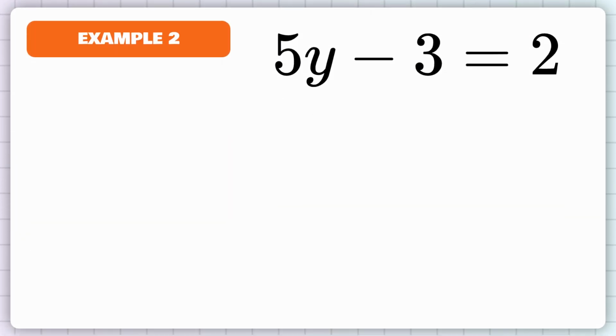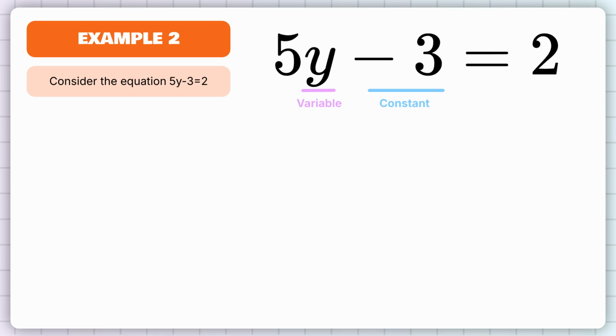Let's break down another equation and then solve it. We have 5y minus 3 equals 2. In this equation, y is the variable. The number minus 3 is a constant. The number 5 in front of y is the coefficient. The unknown here is y, as it is the value we need to find.